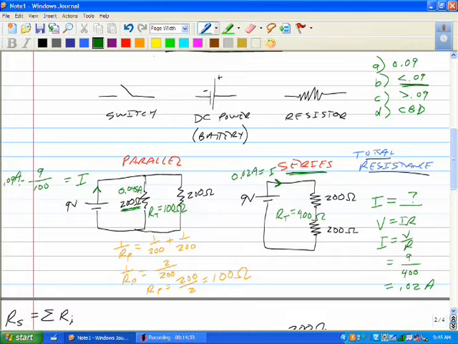But which was brighter when you connected the two bulbs in series or the two bulbs in parallel? Parallel, because there's more current flowing through them in parallel. There was 0.02 amps when they were in series. There's 0.045 amps when they're in parallel. So it will brighten as I connect them in parallel instead of in series.